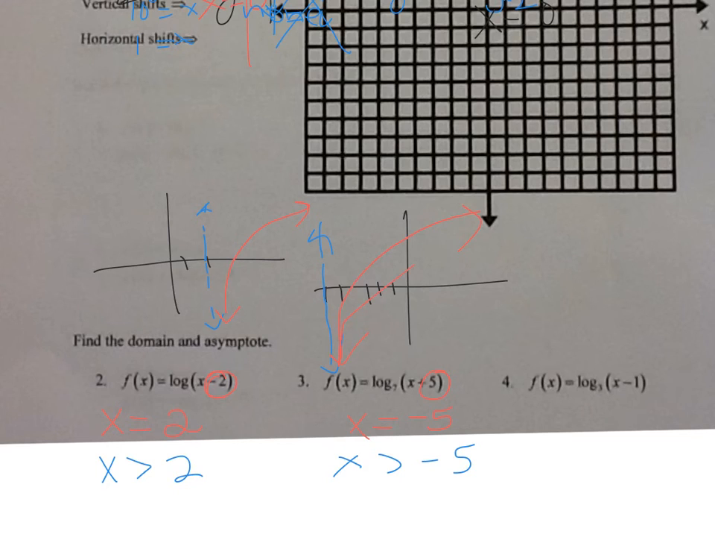All right, and the last one here. My shift is -1. That means it's to the right 1. That means my asymptote is x is equal to 1 because it's going to the right 1. And that means my domain is x is greater than 1. Okay, so let's take a look at the flip side. So flip your paper over.